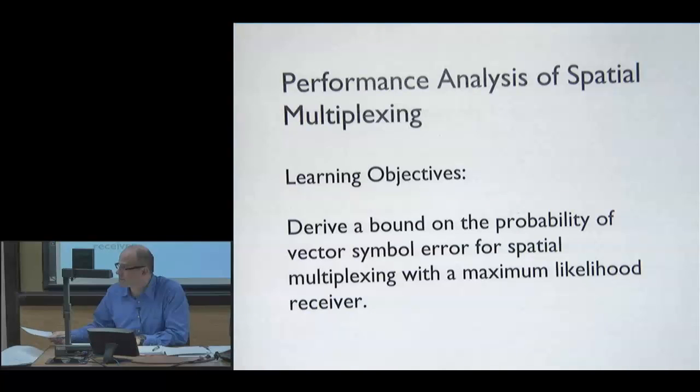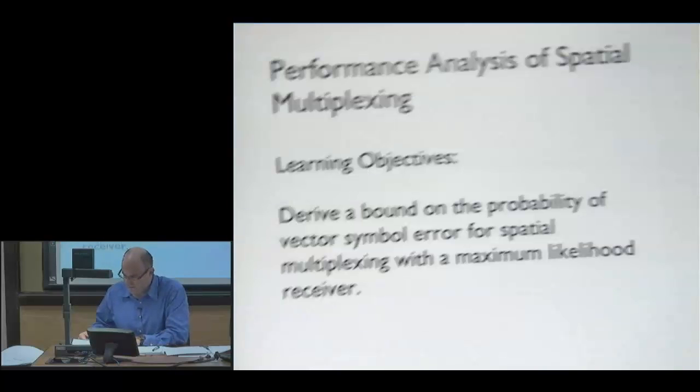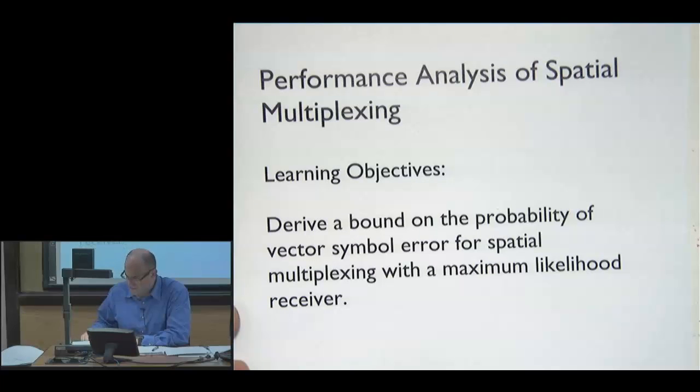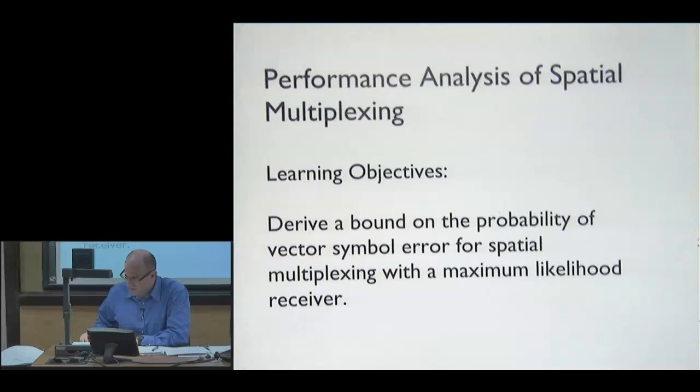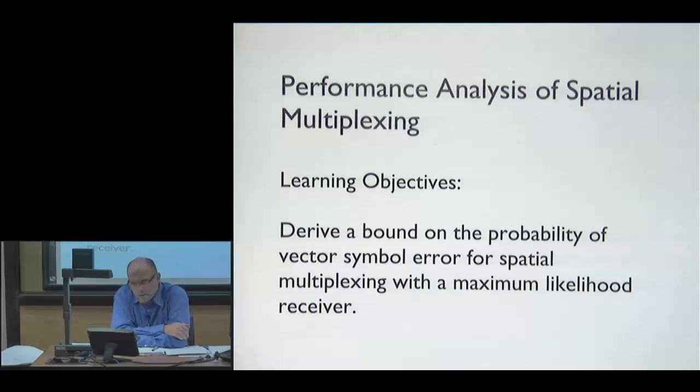All right, so the next thing we're going to do today is performance analysis of spatial multiplexing theory. We should be able to do this in the time we have remaining here. Basically, we're going to derive a bound on the probability of symbol error, and we're only going to do this for the maximum likelihood receiver. It's possible to do it for the zero forcing receiver. Mathematically, it's a little bit more complicated, but it is possible. I did some analysis of that many years ago, so it's not too hard. So, error probability here.